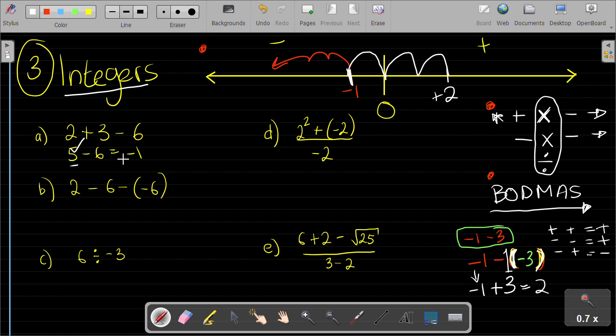5 minus 6, you can even put it in the calculator. It gives me -1. Okay, so this is my final answer over here. All right, let's move on.